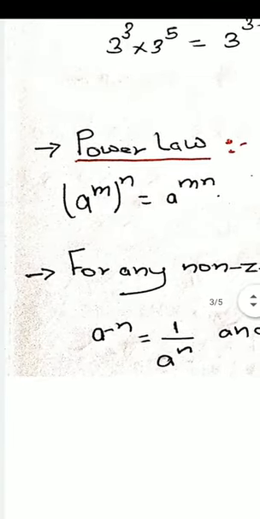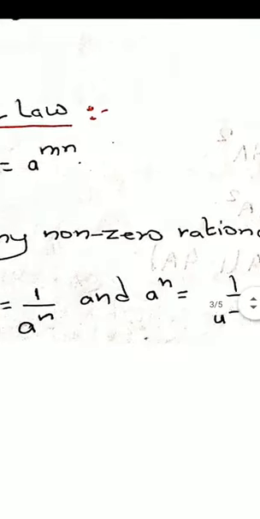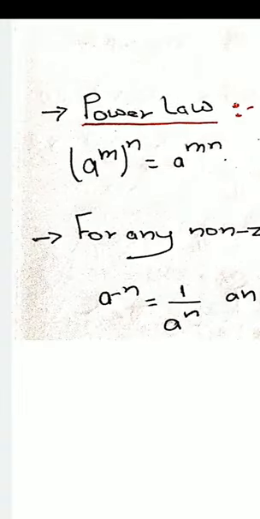So I have one more property, which says that for any non-zero rational number a, a to the power minus n should be written as 1 by a to the power n. Suppose I have a to the power minus 2, then I should write it as 1 by a square. Okay, I hope you understood. I repeat again, if I have a to the power minus 2, I should write it as 1 by a square.